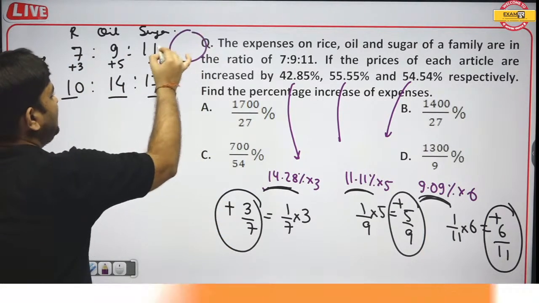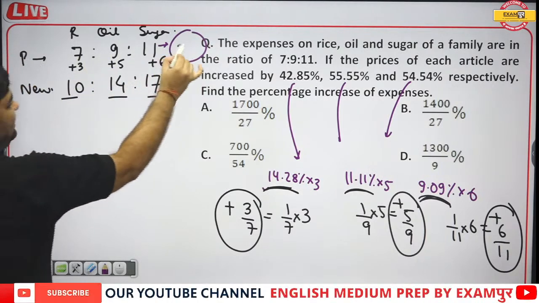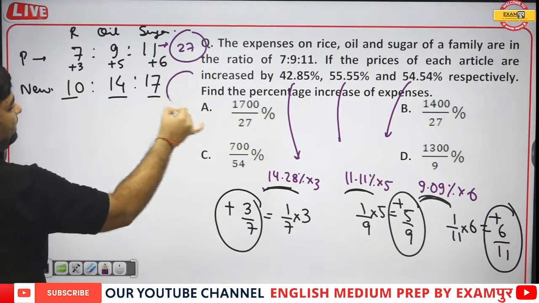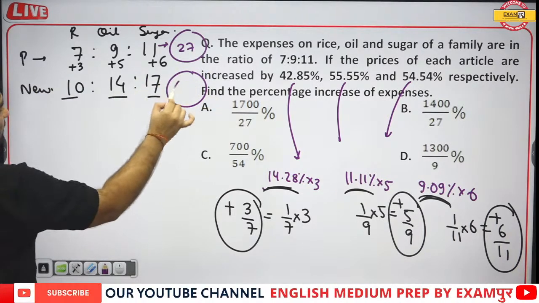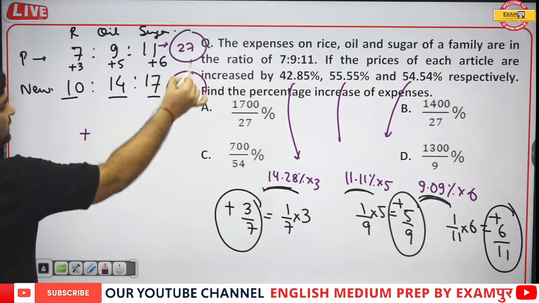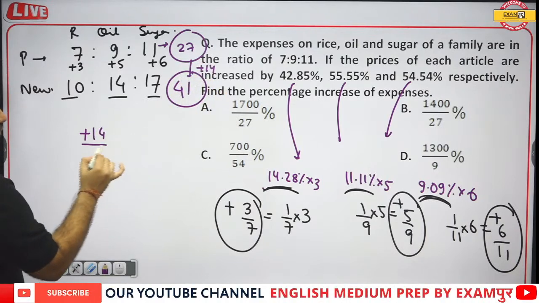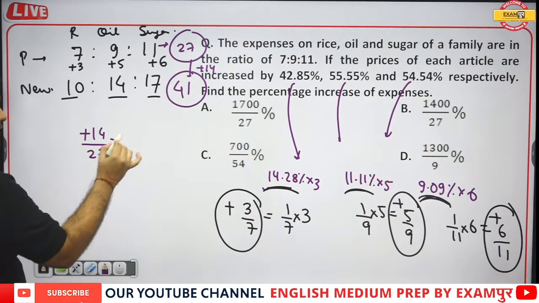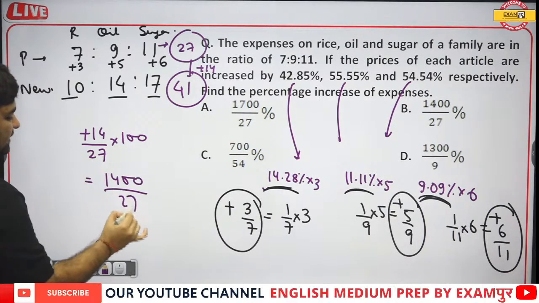What was the original expenditure? 11 plus 9, 20 plus 7, 27. And what is the new? The new is 17, 27, 31, 41. So there is an increment of 14. There is an increment of 14 over 27 into 100. So it's 1400 by 27% is the increment.